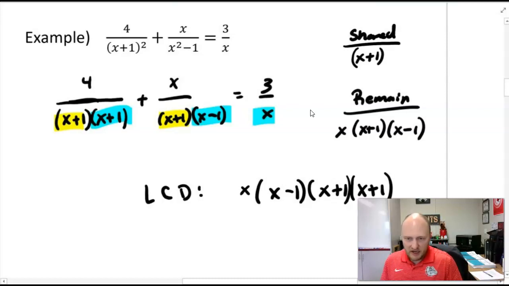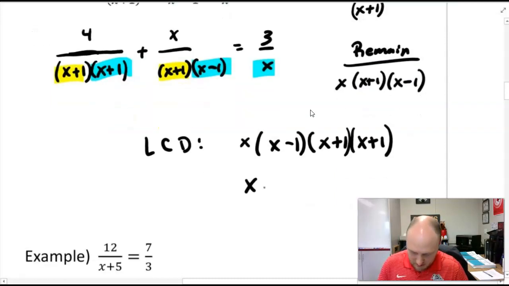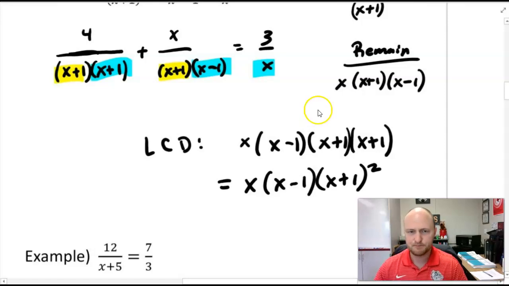Okay? And if you want, you could condense this back to x plus 1 squared. So those are the same thing. Okay?